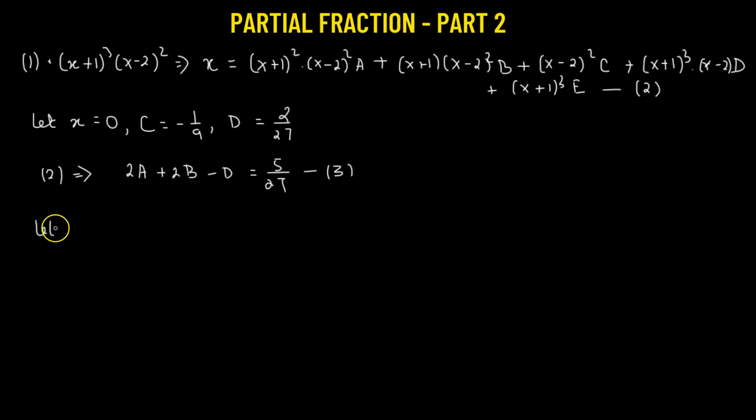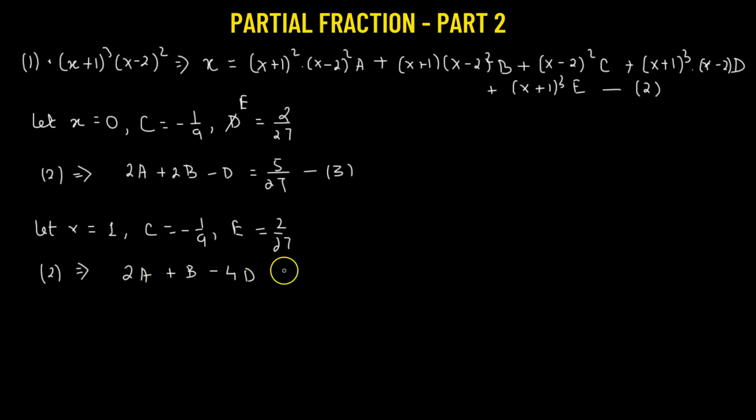Then we're going to consider another value of x. So we're going to consider x equals to 1, and c value negative 1 over 9, e value equals to 2 over 27. So this is not d, this is e. Substituting these values in equation number 2 yields the equation 2a plus b minus 4d equals to 7 over 27. That's equation number 4.